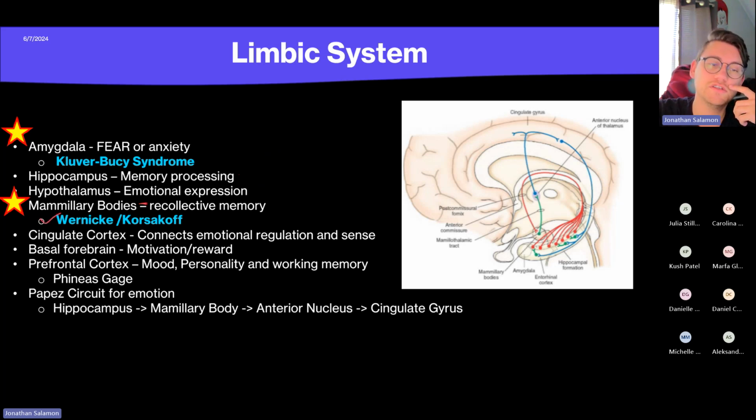But Wernicke-Korsakoff syndrome, damage to the mammillary bodies, is huge. Absolutely huge. This involves confabulations. With damage to the mammillary bodies, we lose our recall. Because we've lost our recall, our brain starts making stuff up to fill in the gaps. People with Wernicke-Korsakoff syndrome think they're telling you things that actually happened, but they didn't. Confabulations. Prefrontal cortex, I've seen questions on this too. If you have damage to the prefrontal cortex, it can completely change your personality. You can develop a completely different personality.